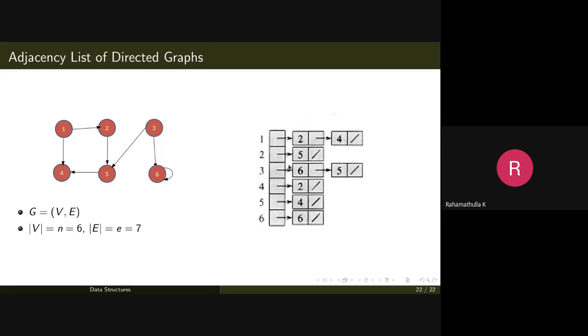In the case of the adjacency list of directed graphs also, we will represent it like this. Using the same technique, we'll have an array of linked lists corresponding to each of the vertices. Corresponding to vertex 1, this is the list. Corresponding to vertex 2, this is the list. And at the end of the list, it will be pointing to null, and so on.